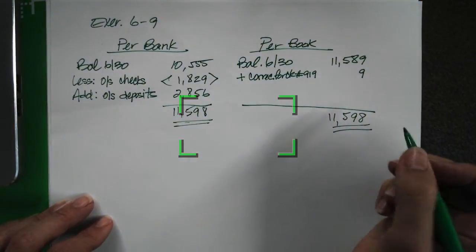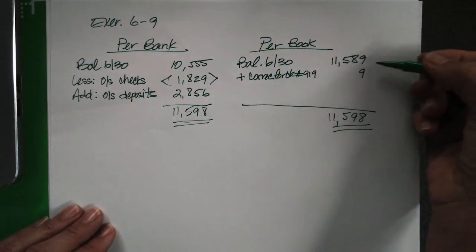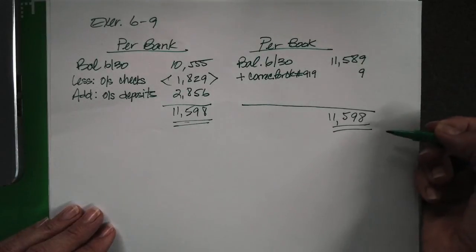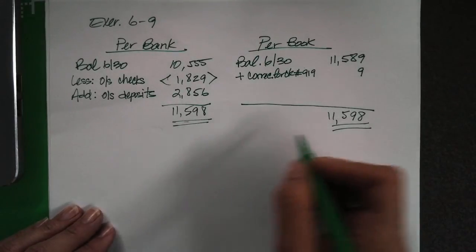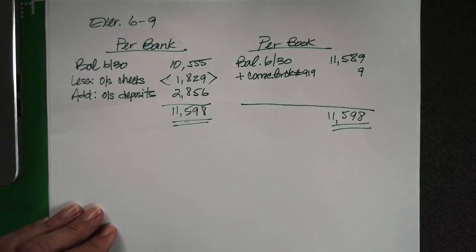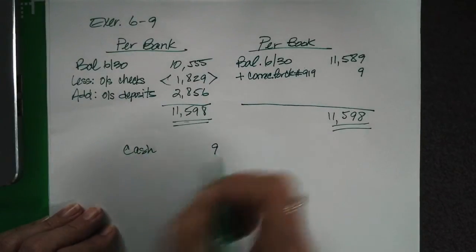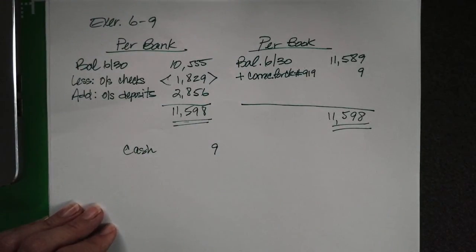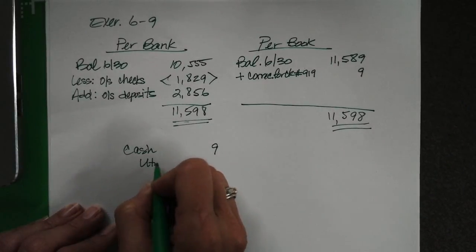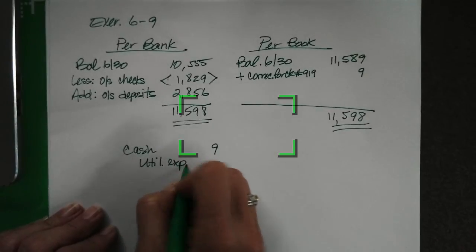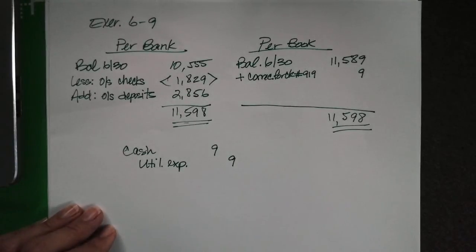Okay? So now we need to make the books be right. So we're going to make a journal entry and fix this. Well, cash needs to be more than we thought it was. So we're going to debit cash for $9. And what are we going to credit? Well, when we wrote that check, we debited utilities expense, but we debited utilities expense for $9 too much. So we're going to credit utilities expense to get it to the right amount. Okay? See how that works?